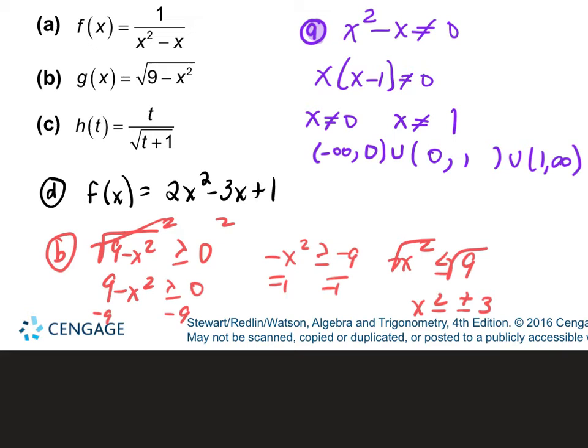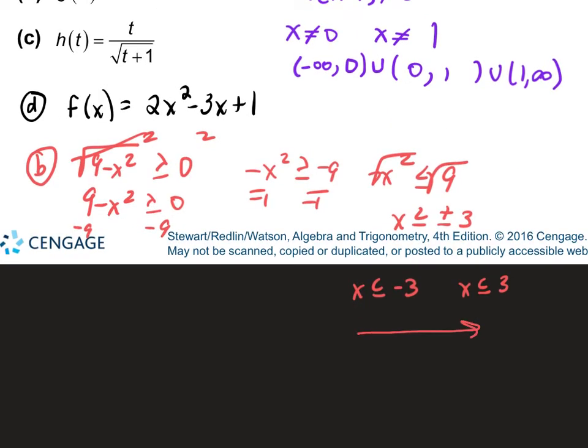Plus or minus 3. So think about this. This says x is less than or equal to negative 3, and x is less than or equal to positive 3. So if I was going to do my interval notation, negative 3, 0, and 3, what kind of dots do I have here? They're both closed.